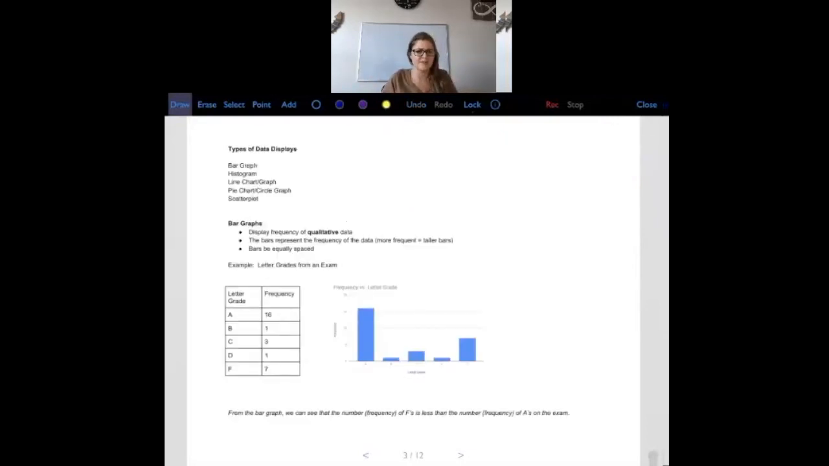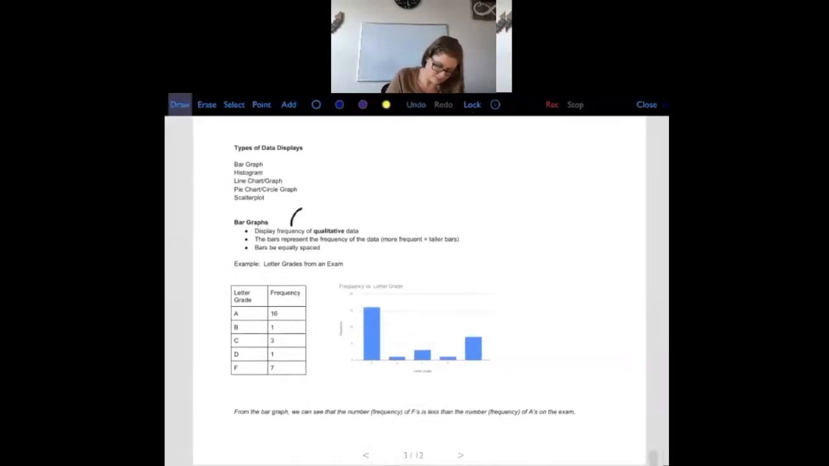So moving into the types of displays, we'll see bar graphs, histograms, line charts, pie charts or circle graphs, and scatter plots. Okay, so first we'll talk about bar graphs. The purpose of them is to display the frequency, how often, of qualitative data, so category. So how often a certain category occurs. The bars have meaning, so the bars represent the frequency of the data. If a category is more frequent, then the bar should be taller. The least frequent category should have the smallest bar.